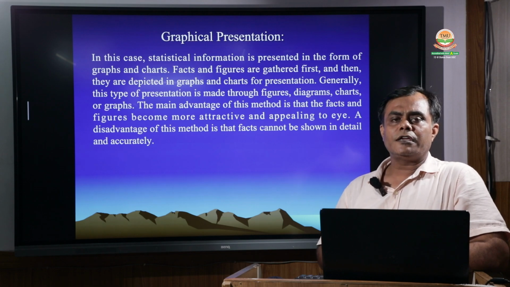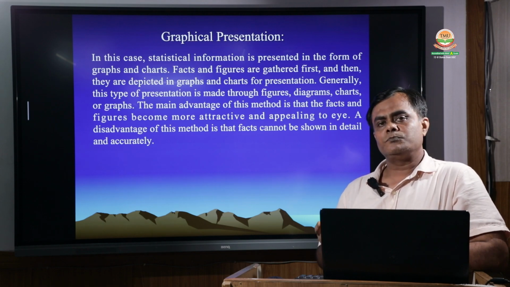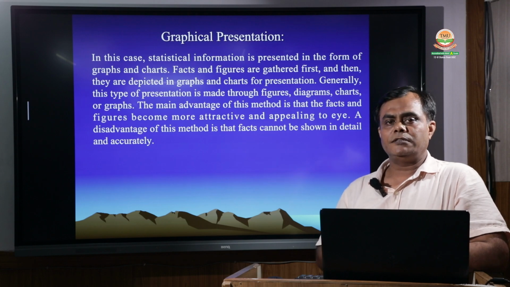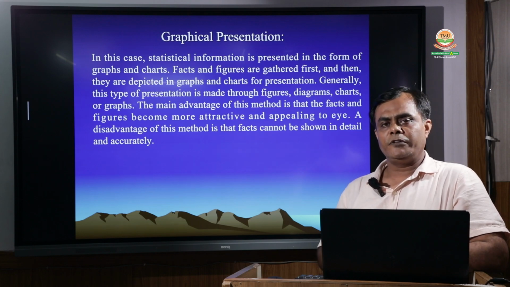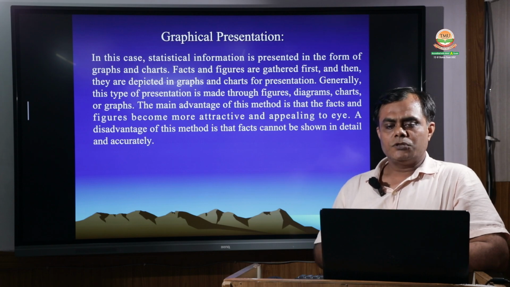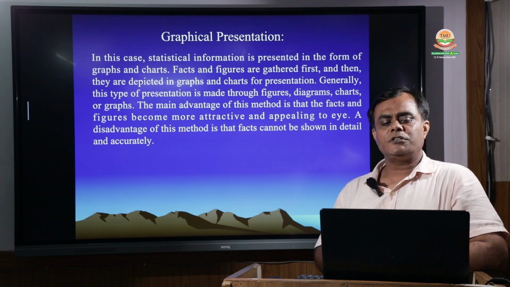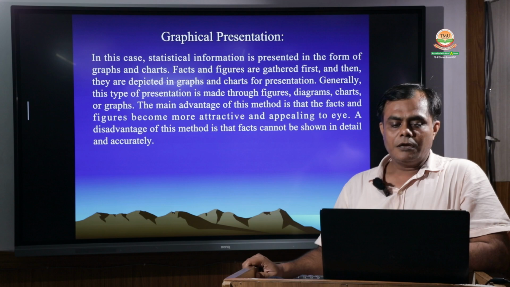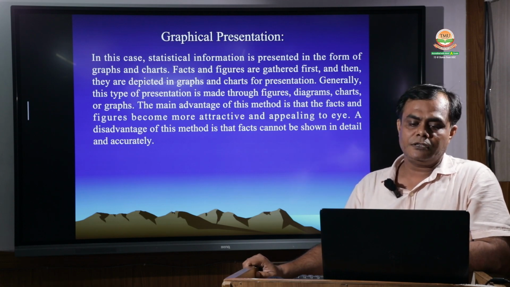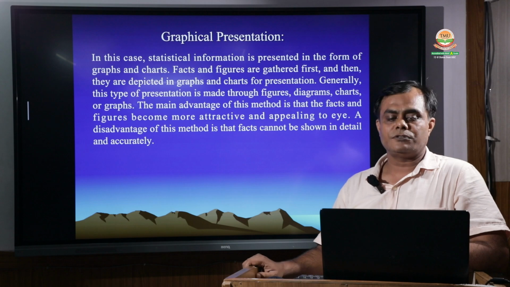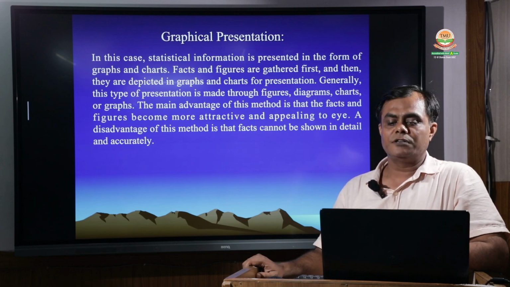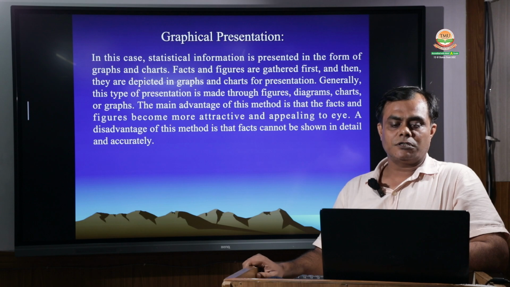So in this case, graphical presentation is a more advanced format as compared to the textual and the tabular presentation. It gives a much better picture for understanding the information. Statistical information is presented in the form of a graph or chart. Facts and figures are generated first and then they are depicted in the graph and chart for the presentation. Generally this type of presentation is made through figures, diagrams, charts or graphs.